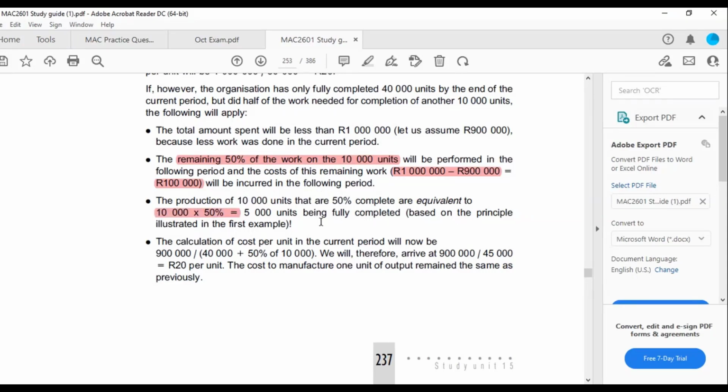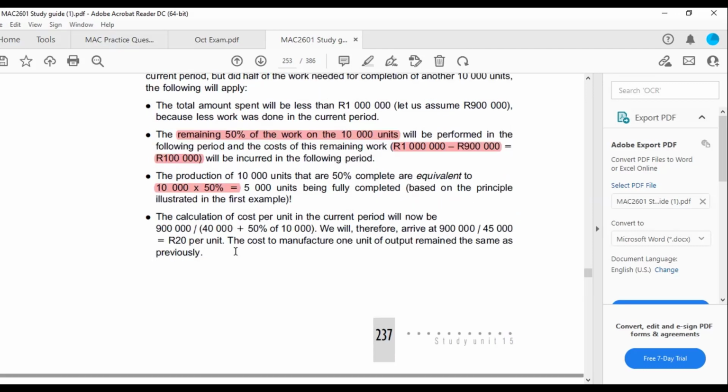units being fully completed. So now how to calculate it, you'll take the 900 that was incurred over the 50,000 that's been completed plus the 5,000. That's how you will get the cost per unit. Are we all together? Do you guys understand the principle behind the WIP, given the example that I just did?